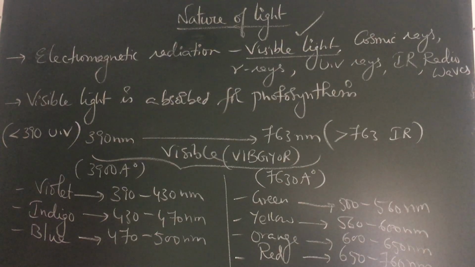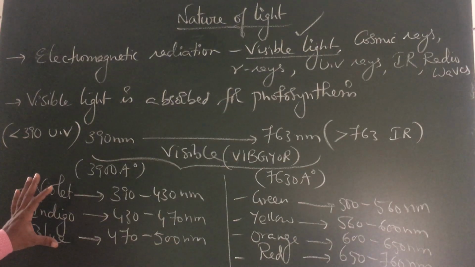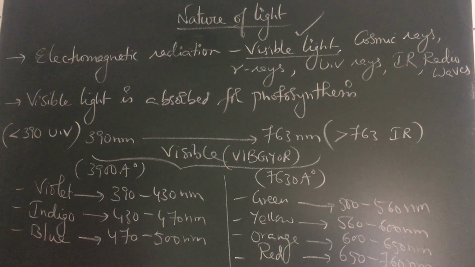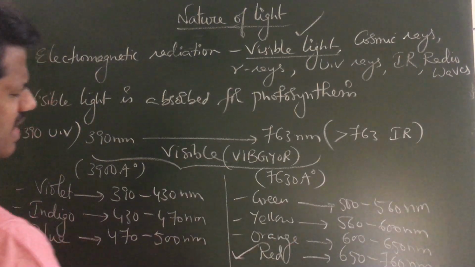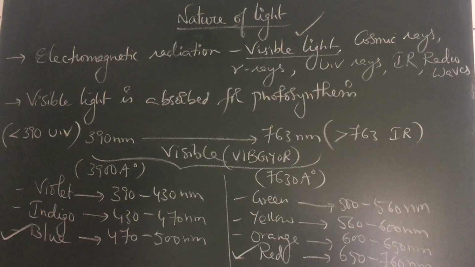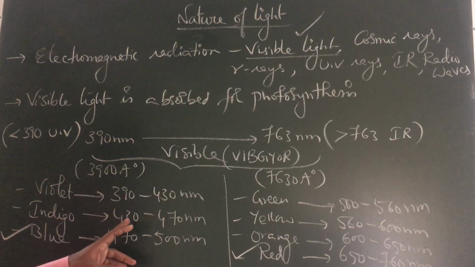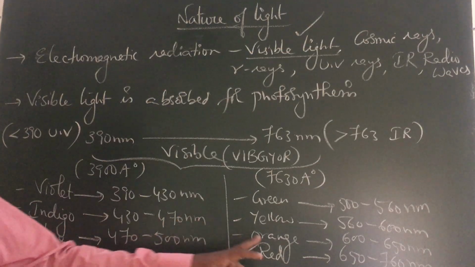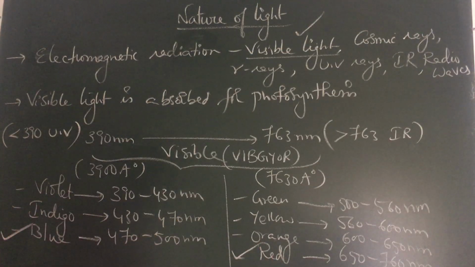Therefore, out of these wavelengths, the blue light and red light are used for photosynthesis. Which wavelength of light is absorbed for photosynthesis? It is 470 to 500 and 650 to 760 nanometers.